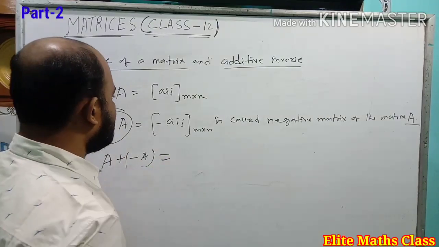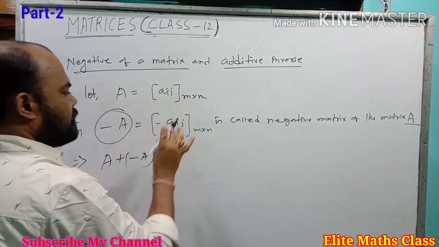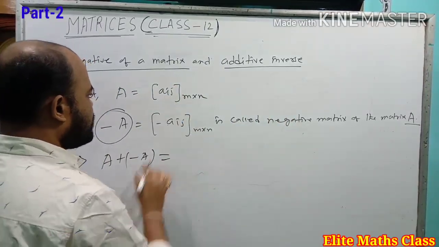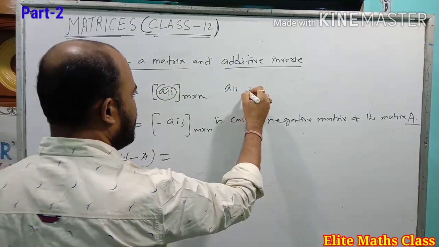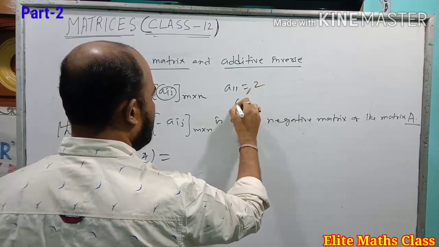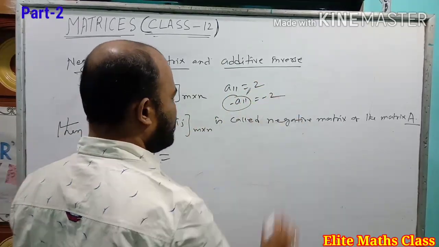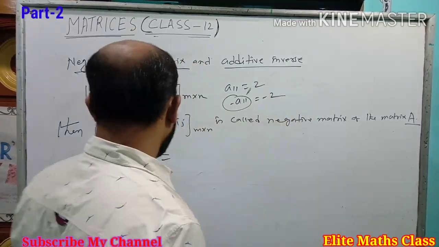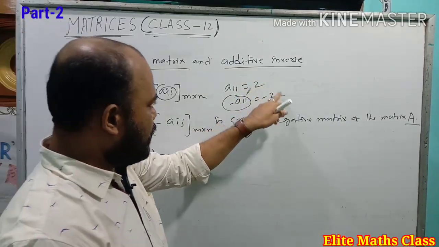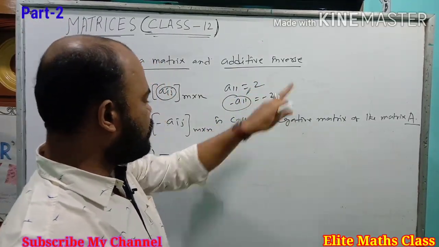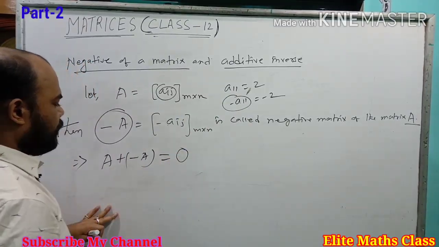So what will be the resultant value? Whatever the order, these corresponding elements will be added. Here it is Aij, here it is minus Aij. That is, if the first element A11 is, say, 2, then A11 in the second matrix is minus A11, so this value will be minus 2. Addition means we have to add the corresponding elements. So what will be the value of 2 plus minus 2? It will be 0. In the similar way, every element will be 0.